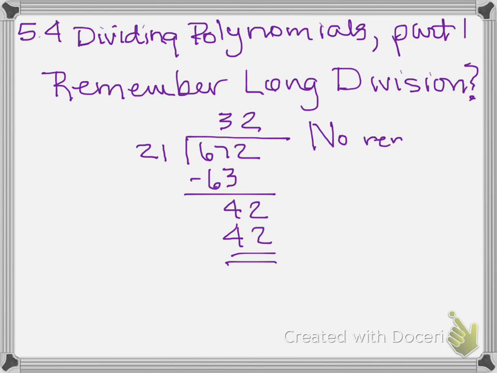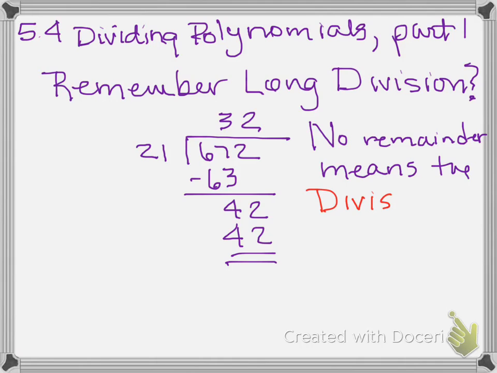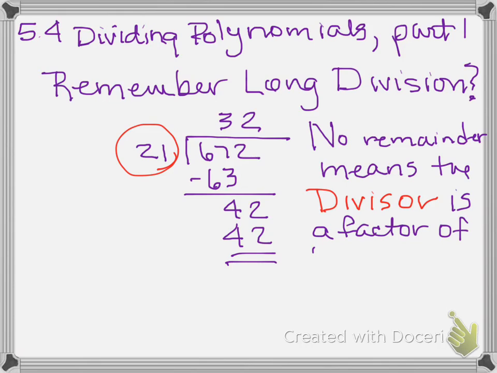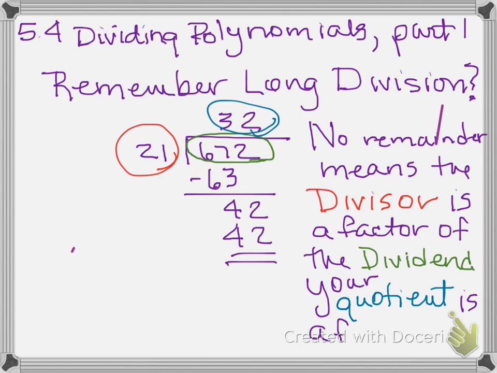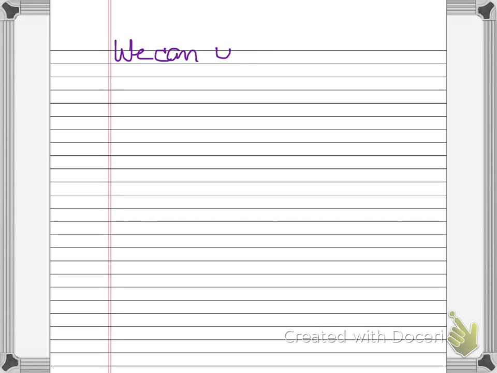So we know that with no remainder, that would mean that the divisor 21 was a factor of 672, which is the dividend, and that 32, our quotient, is also a factor. Now, there are several of you that may have a different model that you use for long division, and you'll just need to adjust what we're doing to it. I think it's going to work, but I'm not real familiar with it.